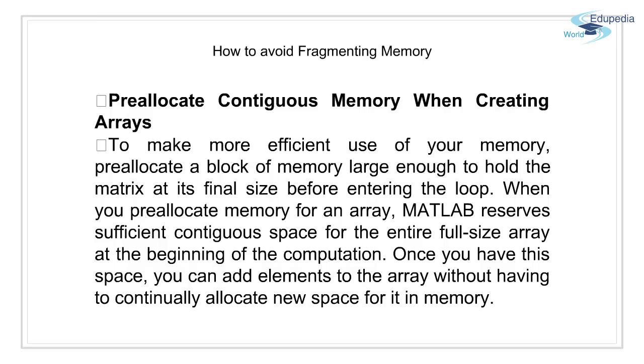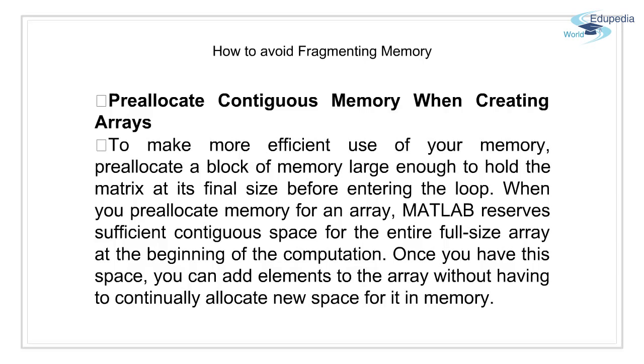First is to pre-allocate memory when creating arrays. In the course of a MATLAB session, memory can become fragmented due to dynamic memory allocation and deallocation. The for and while loops that incrementally increase or grow the size of a data structure each time through the loop can add to this fragmentation, as they have to repeatedly find and allocate larger blocks of memory to store the data. To make more efficient use of memory, pre-allocate a block of memory large enough to hold the matrix at its final size before entering the loop.